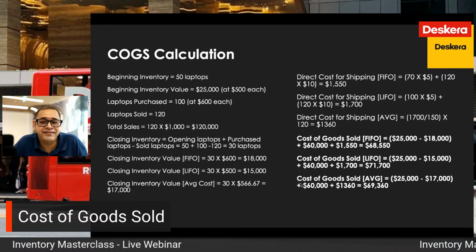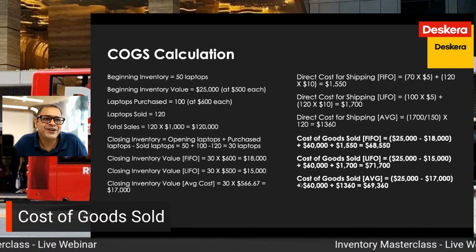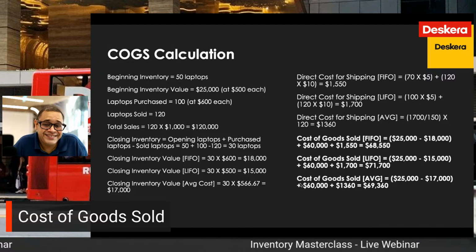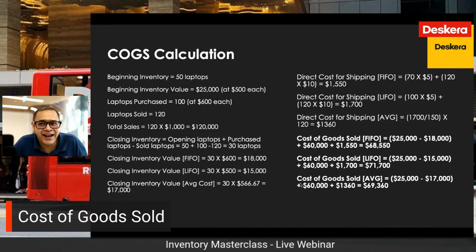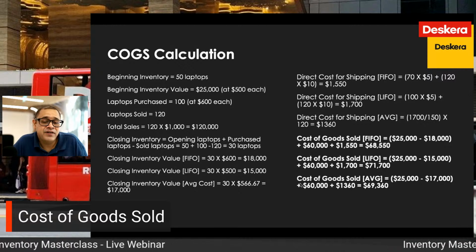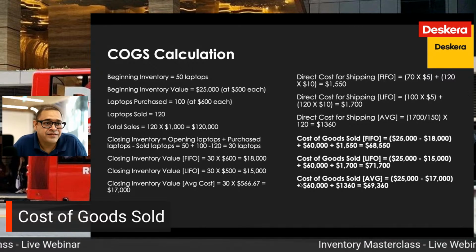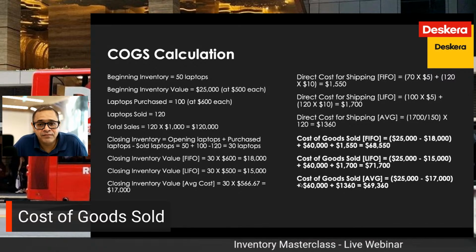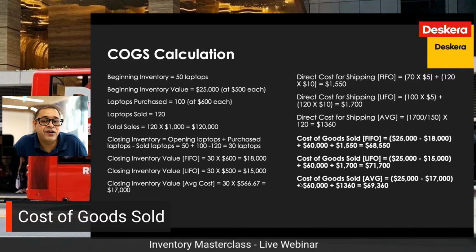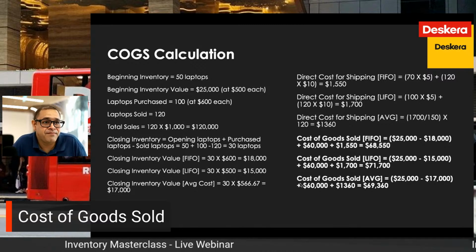And it's even harder to explain. So FIFO is generally what people go for, easier to track and more generally accepted across the world. LIFO is more common in the US, but again, it depends on your objectives, and your accountant is the best person to advise you on which method to go for.